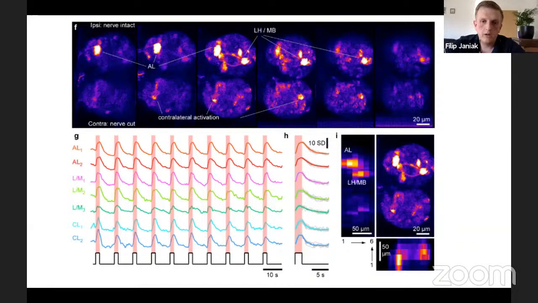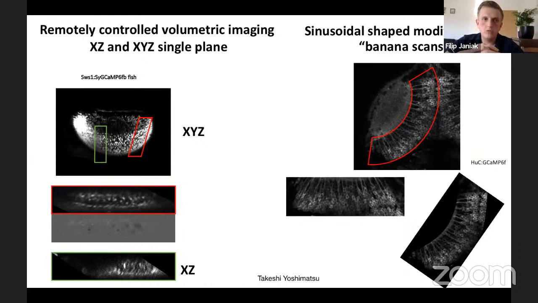The other example is the controlling of the shape of our scans. This is also something we are doing in our lab. On the left side, you can see the XYZ scans in the eye and the activity of the cones during this recording, which absolutely helps us to track the activity in the brain. On the right side, banana scans. In this example, this is a tracking of the cells in the tectum.